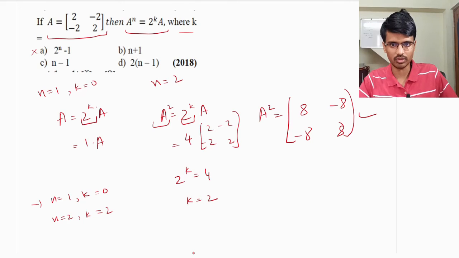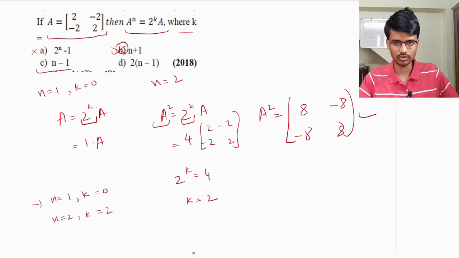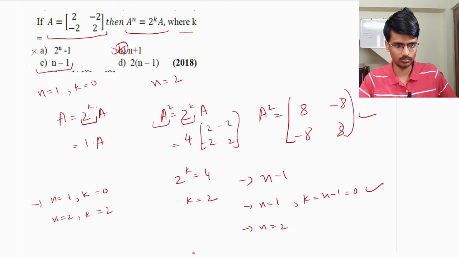Option A doesn't satisfy. What about option B? Does it satisfy the first condition? If n is equal to 1, this will give us k equal to 2, so no. For n minus 1, let me check. If I put n equal to 1, I'll get k equal to 0, so the first condition is satisfied. Okay, first case is done. What about the second case? N equal to 2, my k will be 2 minus 1, which is 1. The second case is failing, so this is also not correct. So the correct answer is option D.